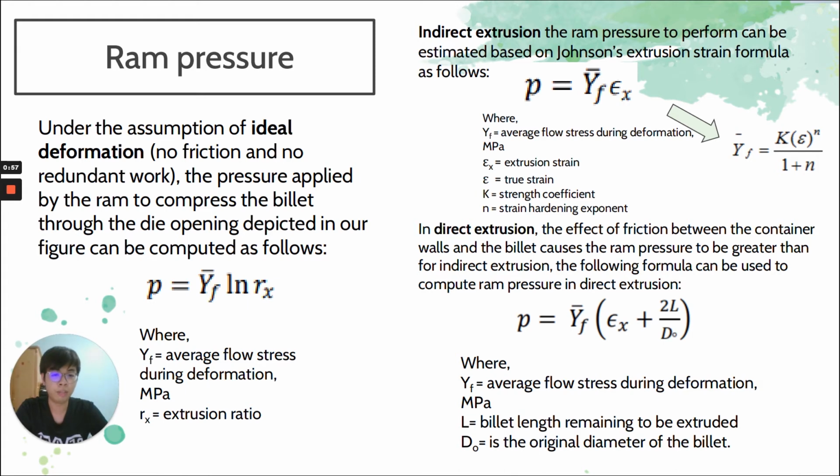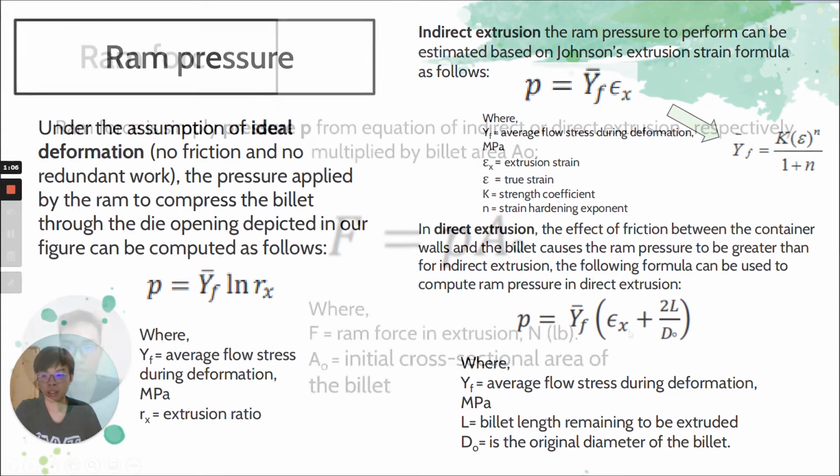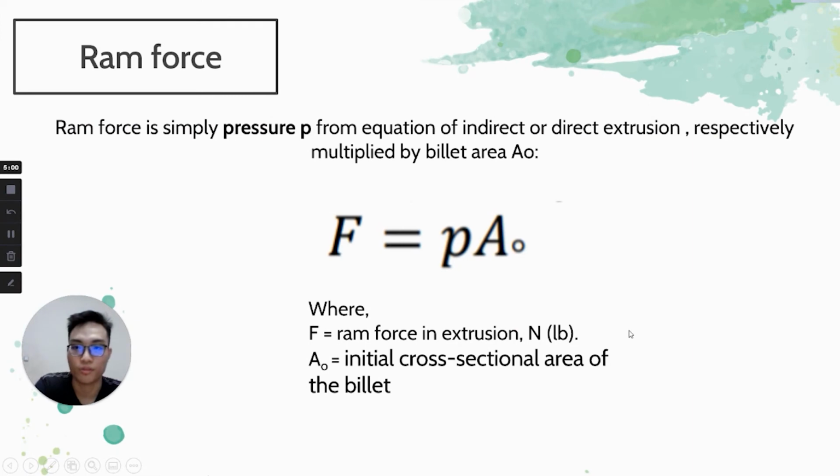And this is the formula for direct extrusion, where L equals the billet length remaining to be extruded, and D0 is the original diameter of the billet. The last derivation is the ram force, which is taught as F equals P times A.